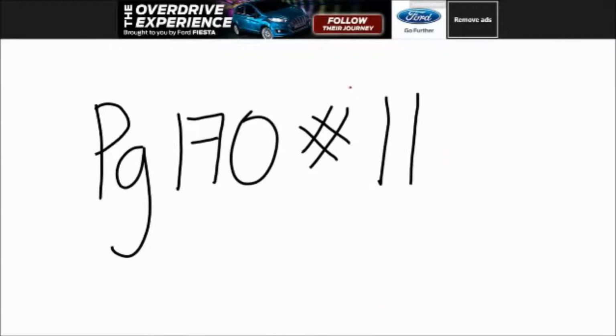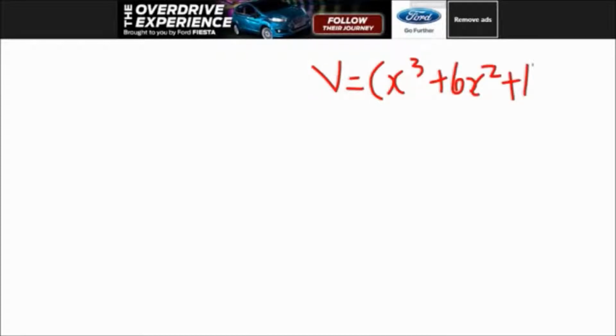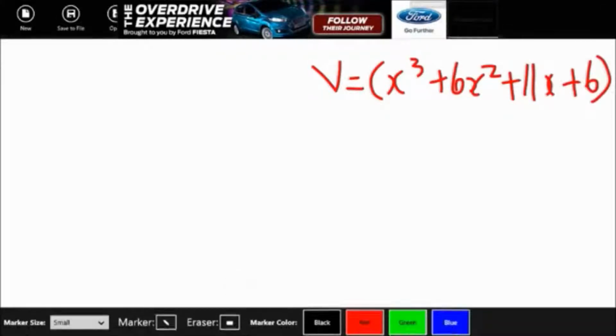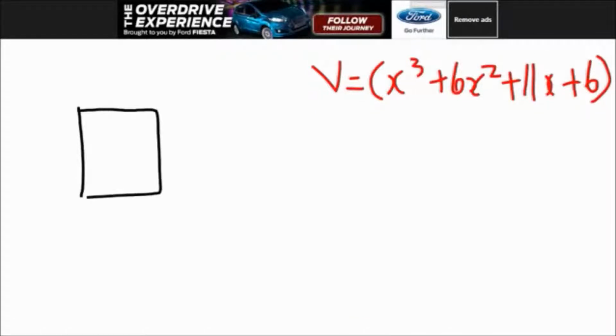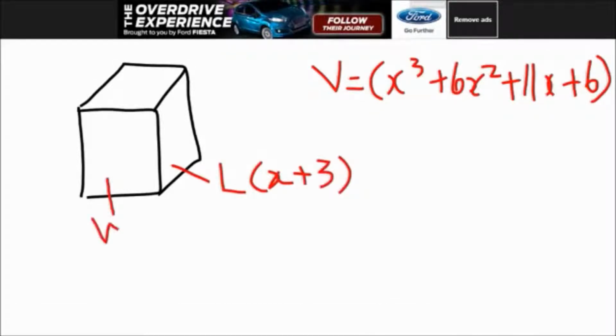The question can be found on page 170, question 11, in the Nelson Advanced Functions Grade 12 textbook. The question asks, if the volume of the box is x cubed plus 6x squared plus 11x plus 6 centimeters, and the box is x plus 3 centimeters long and is x plus 2 centimeters wide, how high is the box?